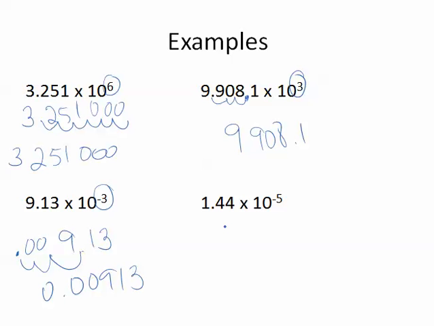You should have ended up with the answer 0.0000144 because I needed to move my decimal 5 places to the left. So here's my first place, and my next 4 I would fill in with zeros.